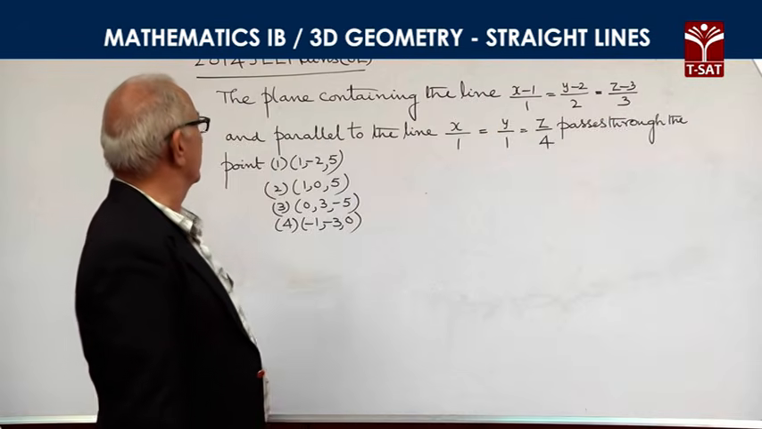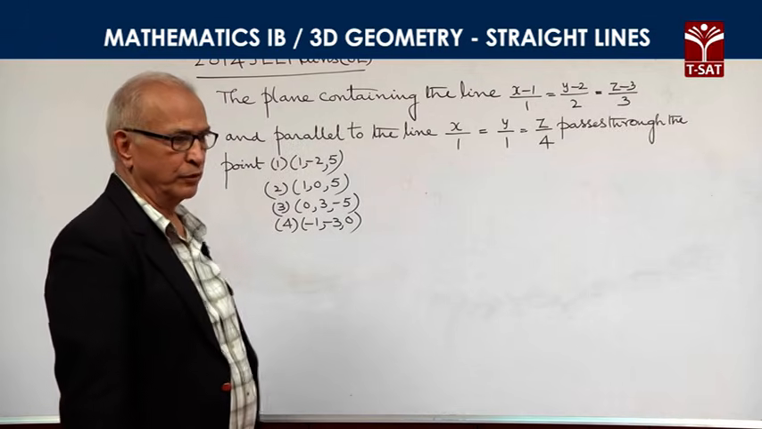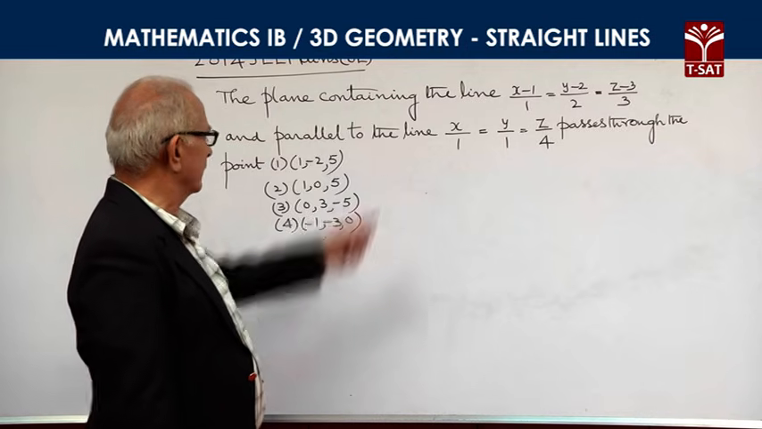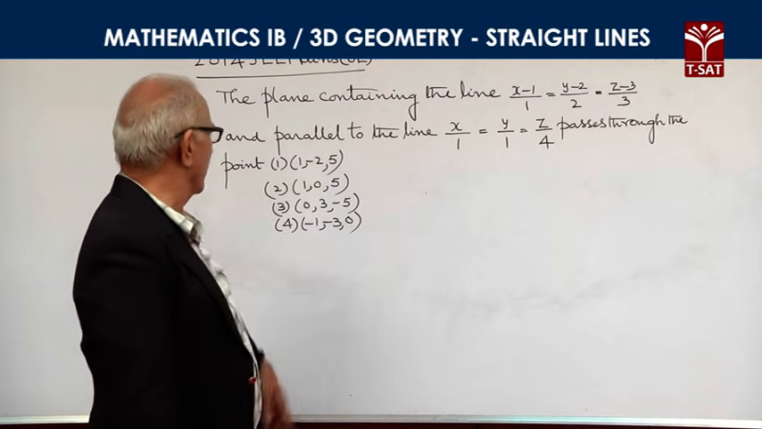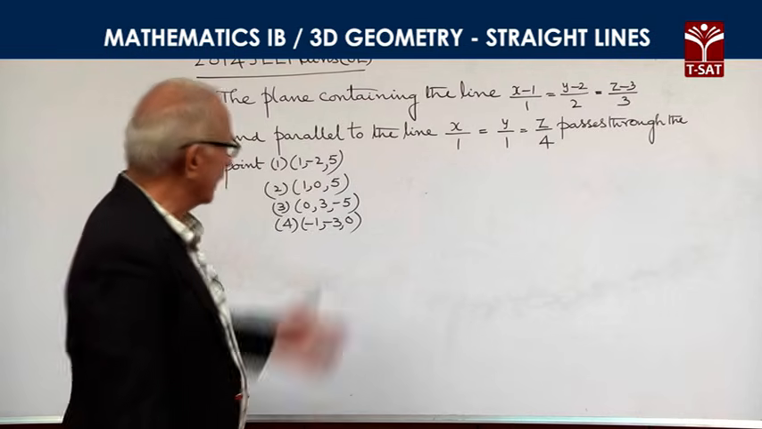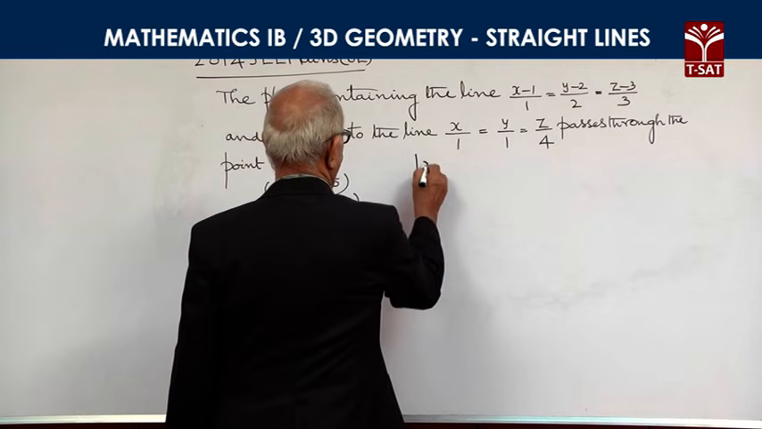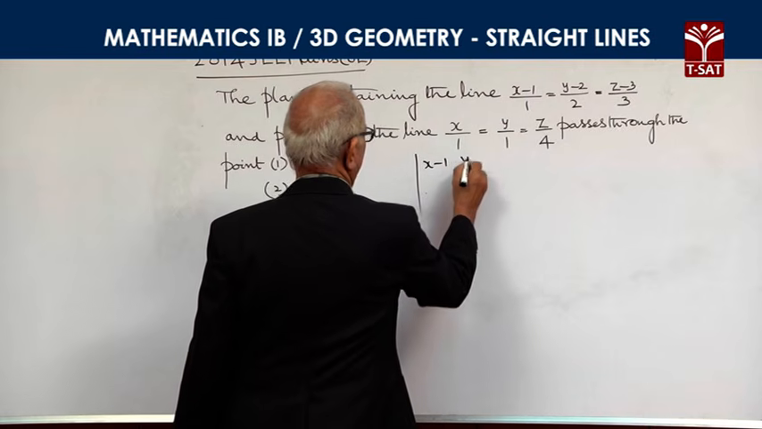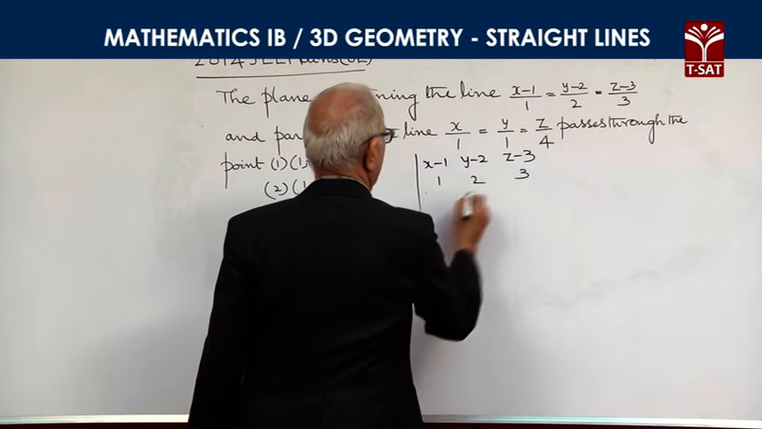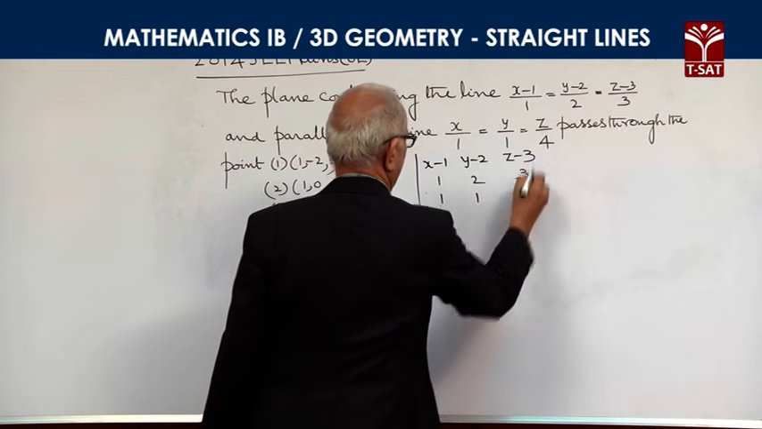Here the same paper, of course, online paper of 2014 mains. Another question: plane containing the line and parallel to the second line also passes through one of these 4 points. Which one is it? Now directly we say its equation: x - 1, y - 2, z - 3, 1 2 3, 1 1 4 equal to 0.